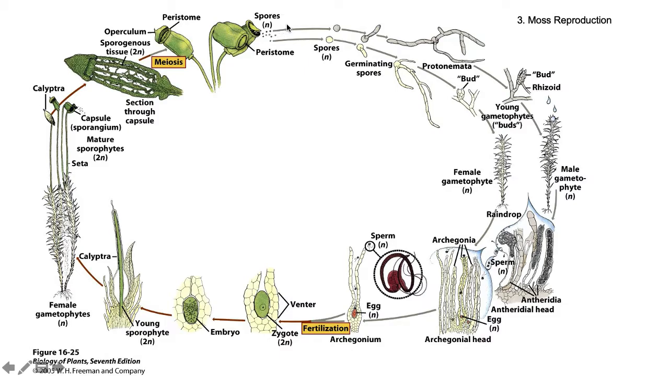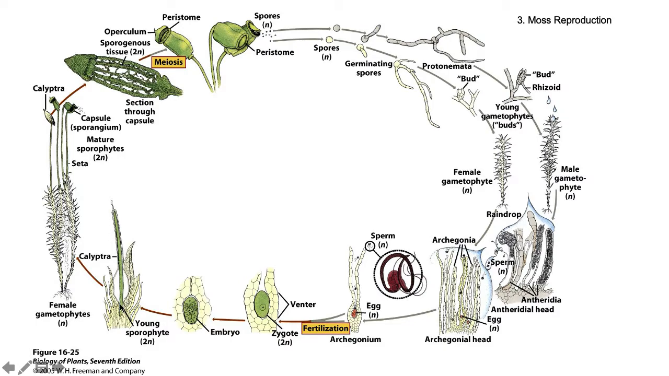So the spores get released. They germinate into the gametophytes. Then rain will occur. Okay, sperm meets egg in fertilization, and now we are diploid. So the red colored arrows here are diploid. So we have a zygote to an embryo to a young sporophyte.